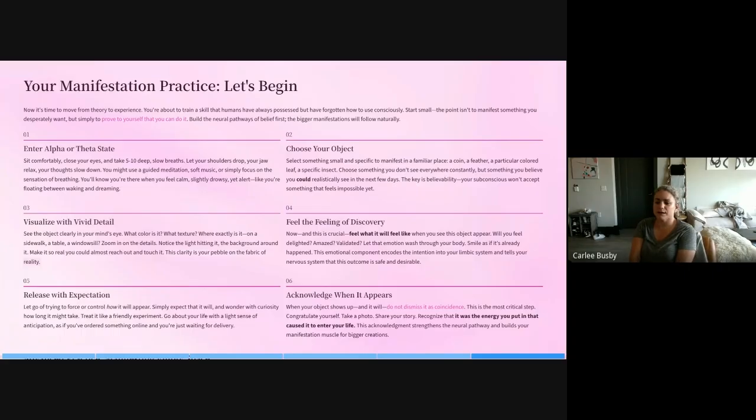So do that. We'll make a WhatsApp thread so that when you manifest your object, you take a picture and you send it to everybody with the story of how you found it, or it came to you, or whatever. And that will strengthen your neural pathways and build the confidence to manifest bigger and better and more things. Is everybody excited?